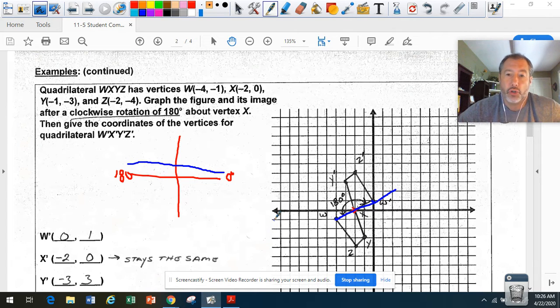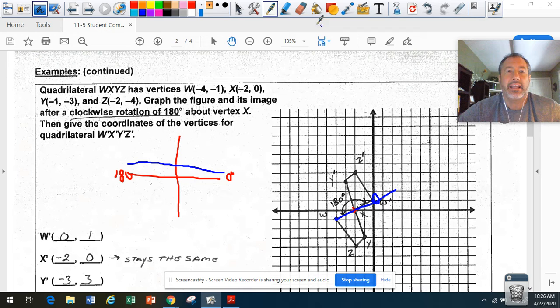Now let's do the exact same thing. One of the easy ones to do is X. We got to look at the point here. What is this point? This point is W prime, which is 0, 1. So there's our 0, 1 there, because we know this is directly across from it.